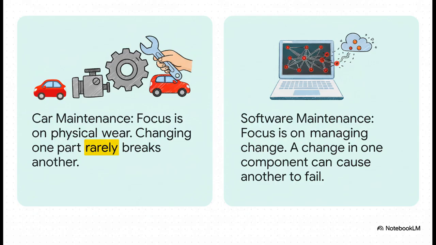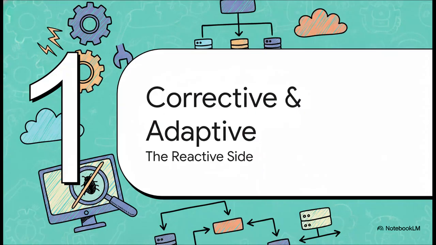A tiny change in one little corner can set off a chain reaction and cause something completely unrelated to just fall over. It's like changing your spark plugs and finding out your radio stopped working. In the software world, that kind of thing happens all the time. So, to get a better handle on this, we can actually break maintenance down into 4 different types. Let's start with the 2 that are probably most familiar, the reactive ones.